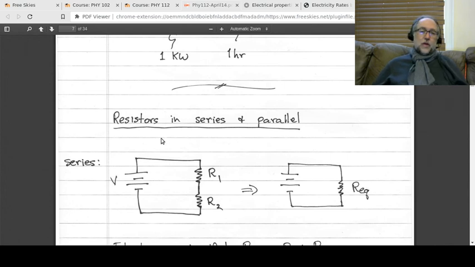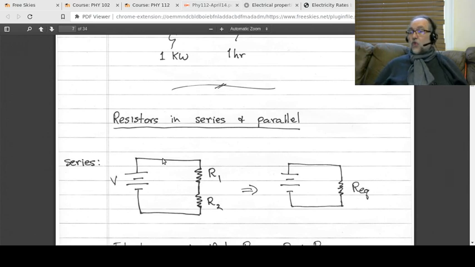And so let's go through it. Okay, so here we have a circuit, and it's basically your battery. And instead of just hooking up one resistor, I've got two. Okay, and they're in series. What series means is that there's one right after the other, so the current is forced to go through both of them. That's really the definition of series.